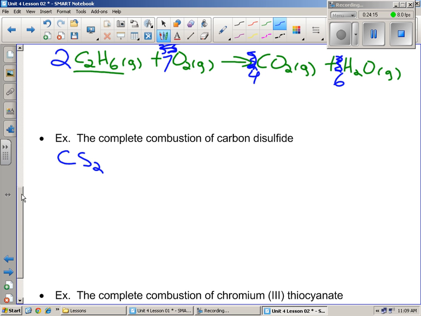Carbon disulfide. Don't forget, you need to know how to name, obviously, write formulas for these, right? That's going to be important. Carbon disulfide looks like that. It's a molecular compound. Combustion, so plus O2.